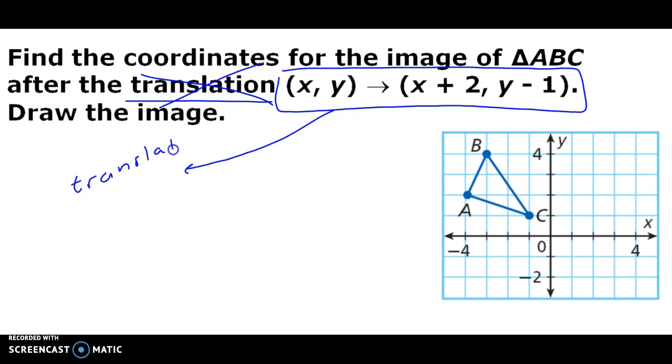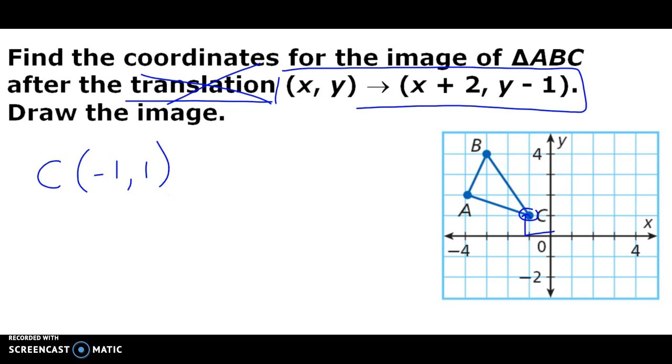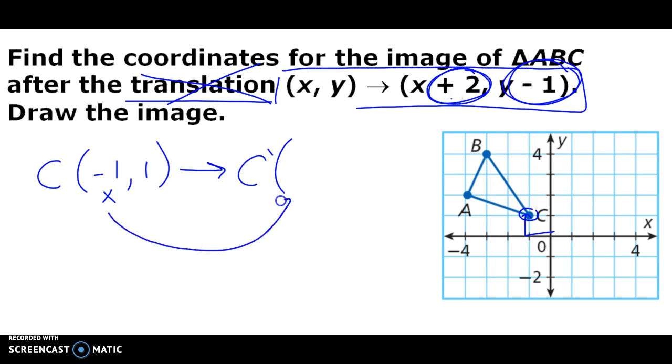Okay, so x plus 2. Let me ask you this real quick. Let's take the point. What is C's coordinate right now? It's (-1, 1), right? Don't write this down. I'm going to show you something else in a second. Negative 1, 1. What our rule tells us to do is take C and add 2 to the x value and subtract 1 from the y value. So if I take the x value and add 2 to it, what's it going to be? Positive 1.